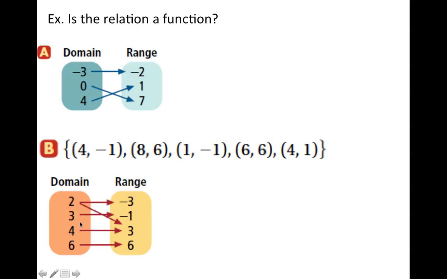And then looking at the last one, you determine if this domain to range relation is a function or not. And if you notice, 2 has 2 arrows going from it to 2 different numbers, -3 and 3, so no, this last example would not be a function.